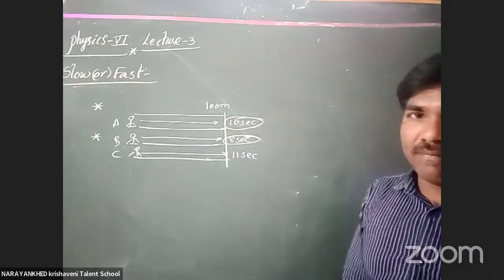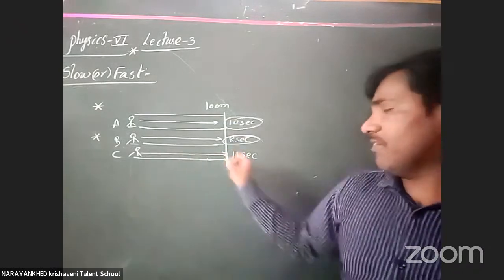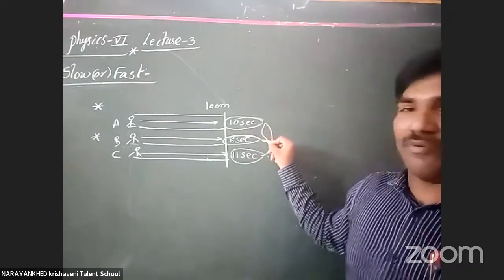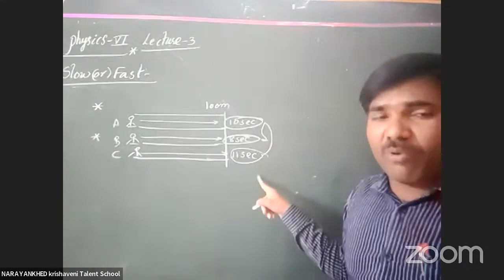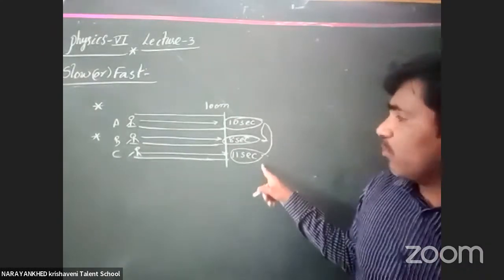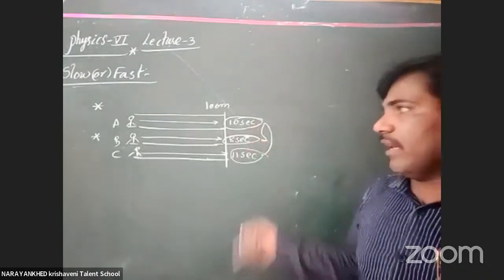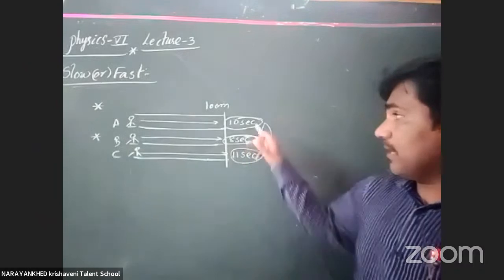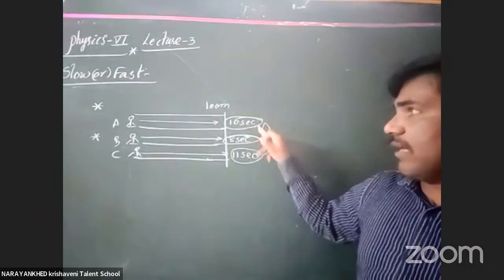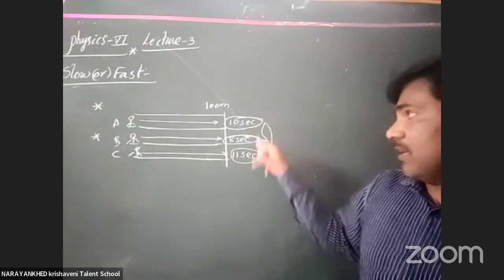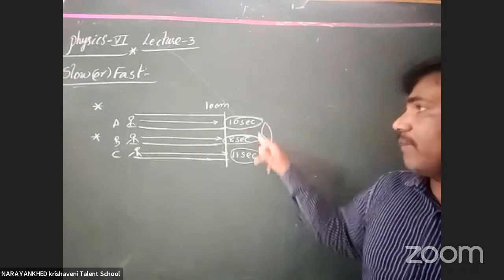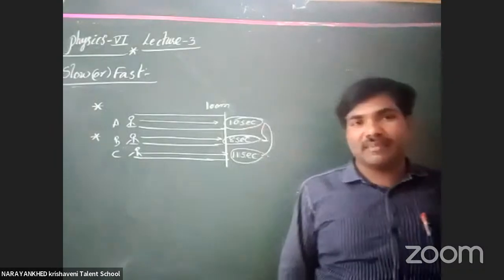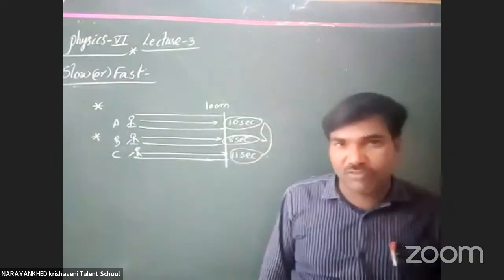Got it? When you check C, it takes more time than A and also B. C is very slow, slower than A and also B. A is faster than C, but A is slower than B. Like that, we consider the relation. What did you understand from this?